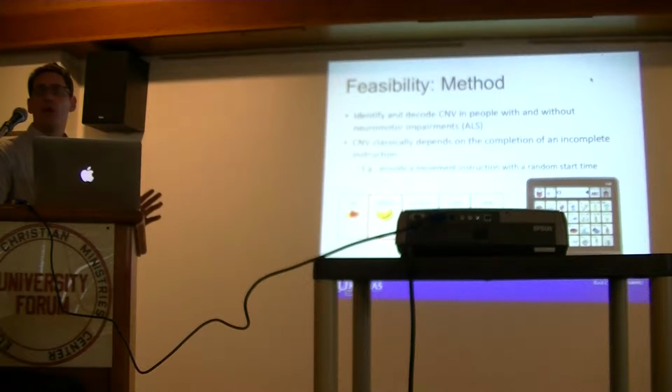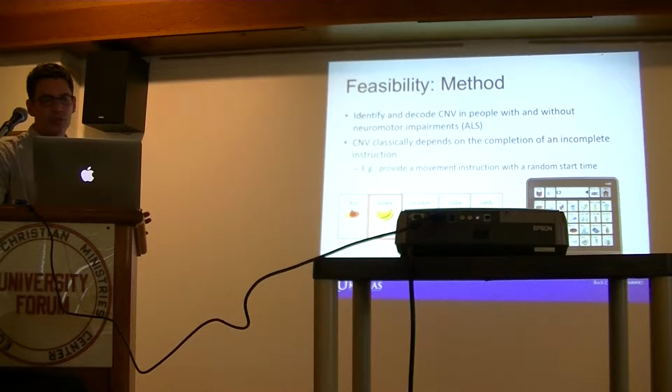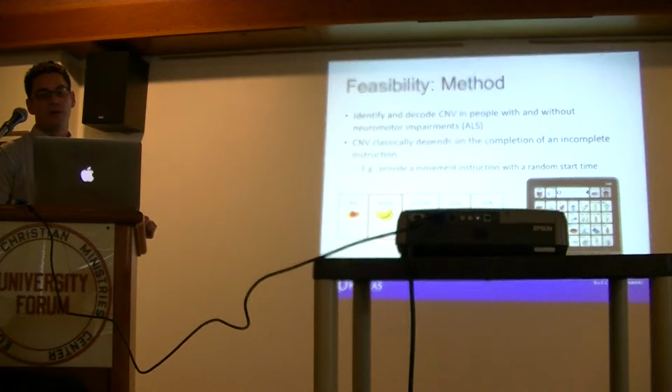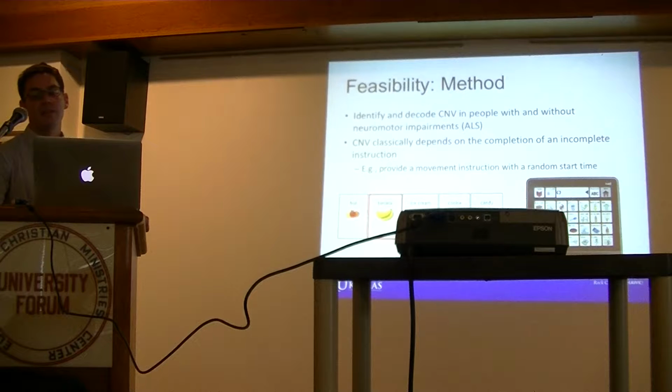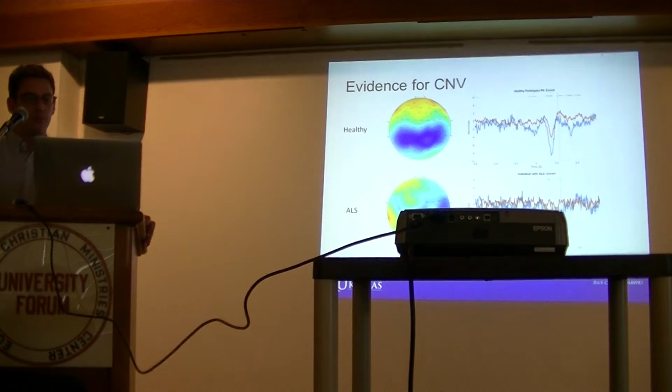Classically, though, it required that instruction to move to be incomplete. This is a very technical thing, and I can come back to it if people are interested. Suffice it to say that our paradigm, we weren't sure it would, but it ends up being enough to elicit the contingent negative variation. And what we can find is increased negativity immediately before the target icon was intended to be selected. And that's what's shown over here.